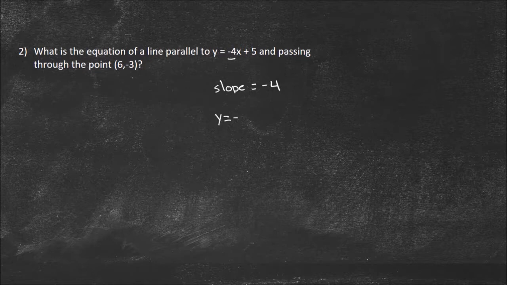I know that y equals negative 4x plus b. I don't know what b is. b can really be anything based on so far just what is the equation of a line parallel.